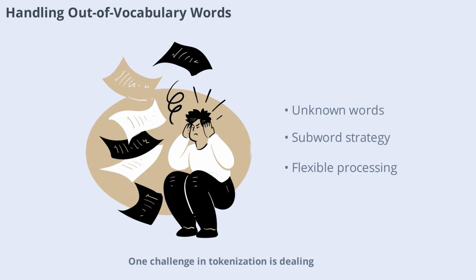One challenge in tokenization is dealing with words the model hasn't seen before. These are called out-of-vocabulary words. Subword tokenization helps by breaking unfamiliar words into smaller, known pieces, allowing the model to handle new language more flexibly.